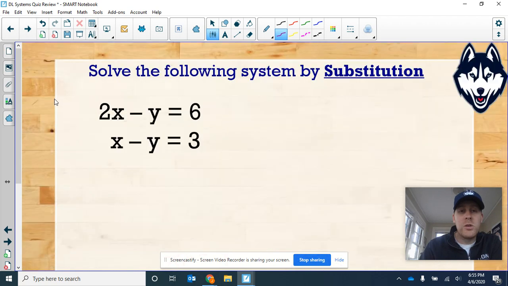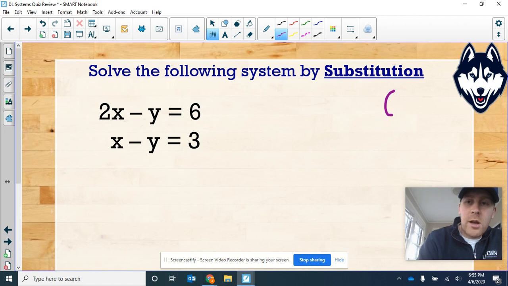Next one, I want you to solve this system by substitution. I forgot to say this in the last slide, but go ahead, pause this video. Try this one out first, and when you've got an answer, go ahead and unpause and we'll go over it. So let's go over this one, guys. Hopefully you should get a solution of 3, 0.